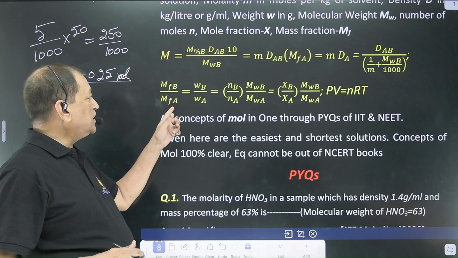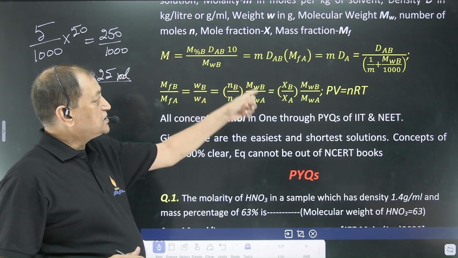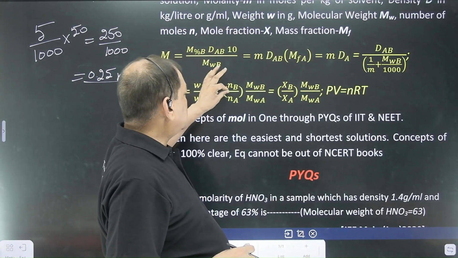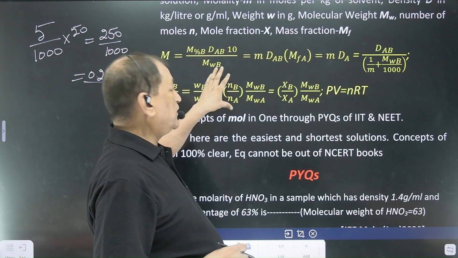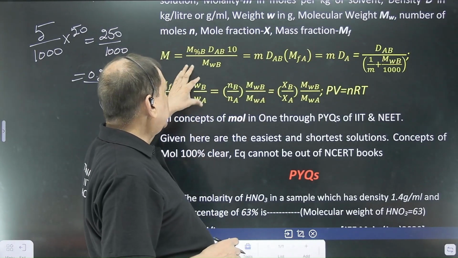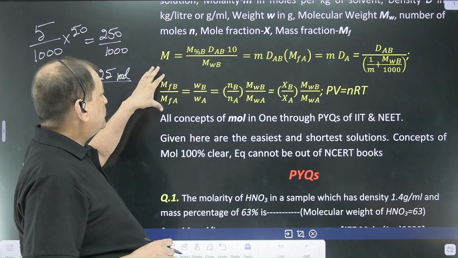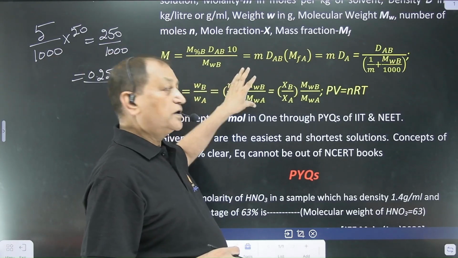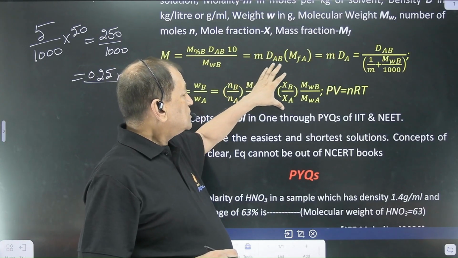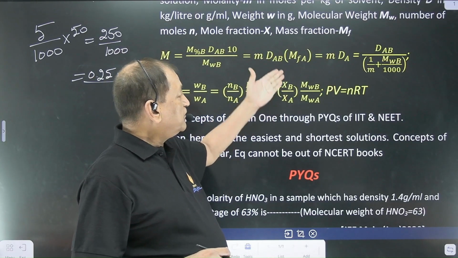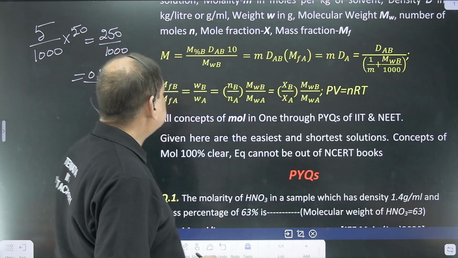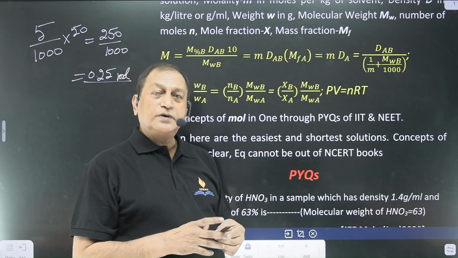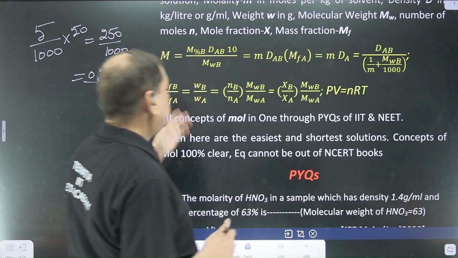Mass fraction of B by A is equal to this by this, this by this, this by this. Usually in the exam, these ratios are given. The solute and solvent mole ratio. Then the weight ratio, solute and solvent. The mass fraction ratio, not the mass fraction. Then the molecular weight ratio is asked, or the mole fraction ratio is asked. So these are simple. If you want, I can derive, otherwise by simple first principles or by definition you can derive all this very easily.